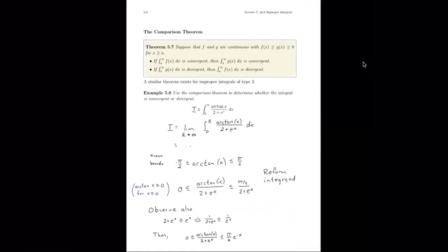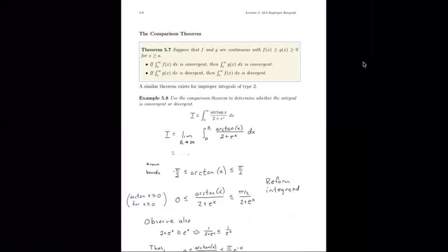Okay, our last topic for this section is the comparison theorem. And we suppose that we have two functions, f and g, which are continuous, and f of x is greater than or equal to g of x, and they're both positive for all x greater than some a being the lower limit of integration for a type 1 integral. Okay, a very similar theorem exists for type 2 integrals. It also exists for negative infinity to a. Okay, so that is an optional thing to use if needed in the future.